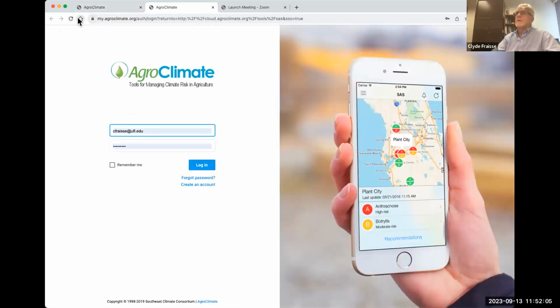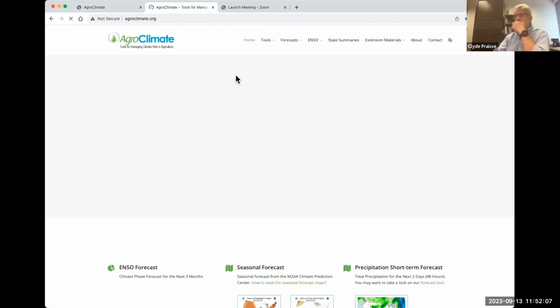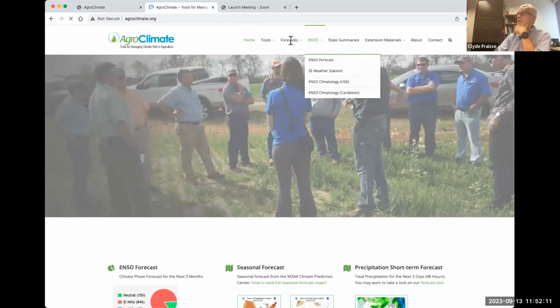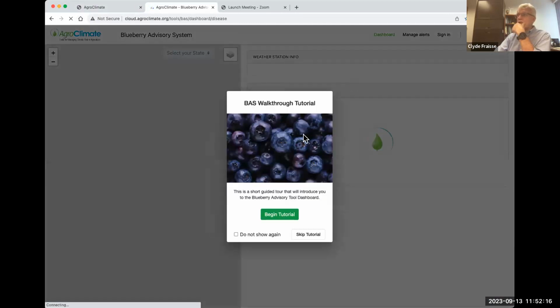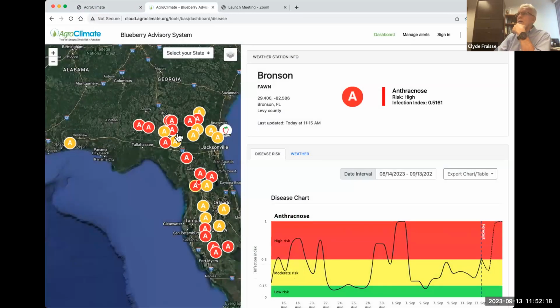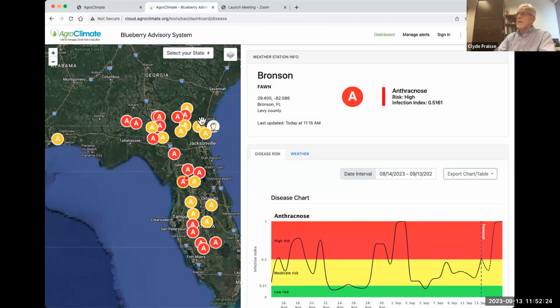Let's go back to it. We are expanding this for blueberries and other crops, some for citrus. But blueberries, the growers in southern Georgia also want to have that. So we are also getting some data from the Georgia Weather Network in order to provide this information there.